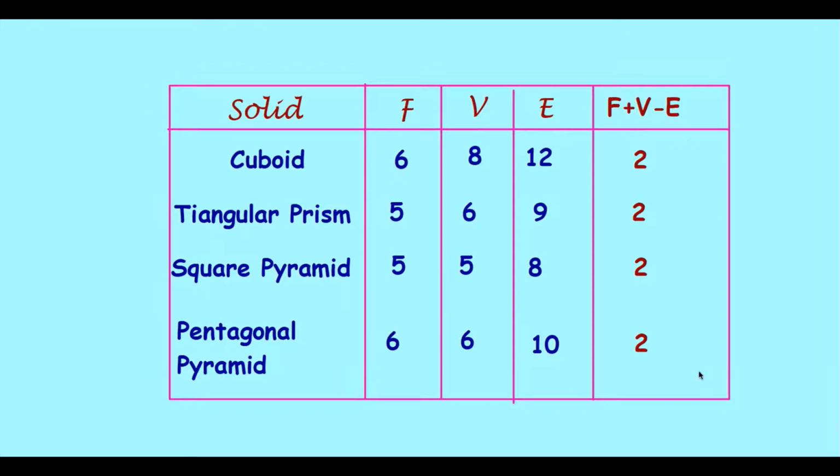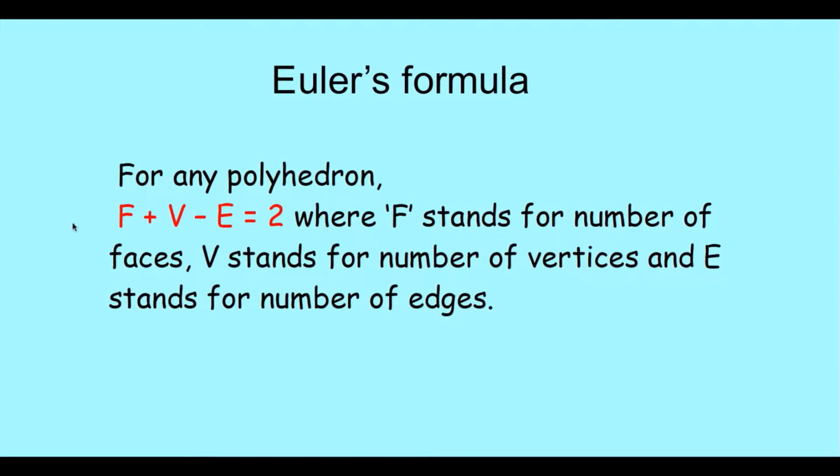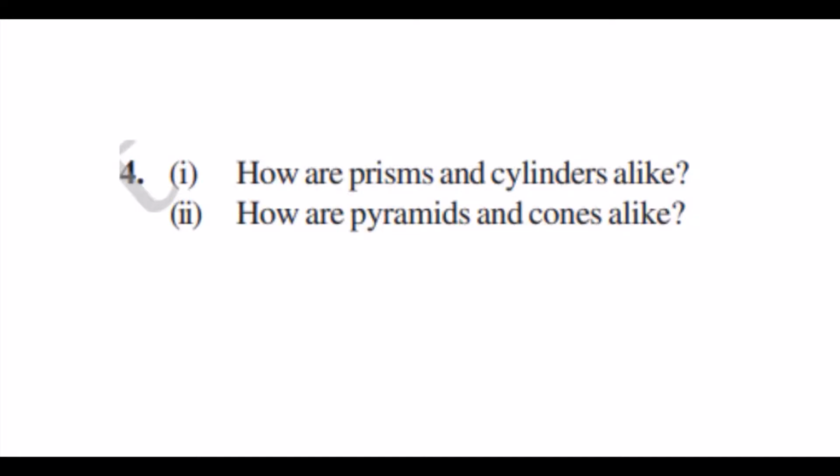That means in all cases you will get F plus V minus E is equal to 2. If you take any solid, the number of faces plus the number of vertices minus the number of edges, you will get 2 as the answer. This formula we call Euler's formula, and it can be defined as: for any polyhedron, F plus V minus E is equal to 2, where F stands for the number of faces, V stands for the number of vertices, and E stands for the number of edges.